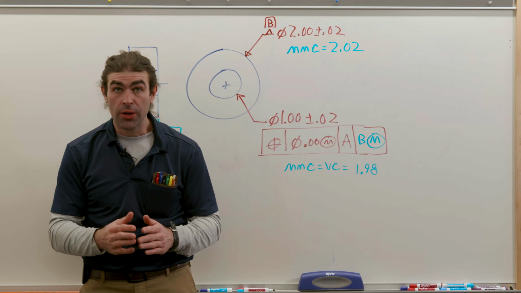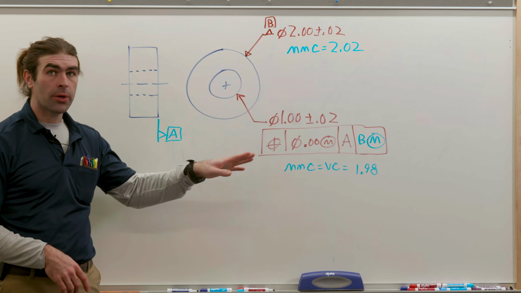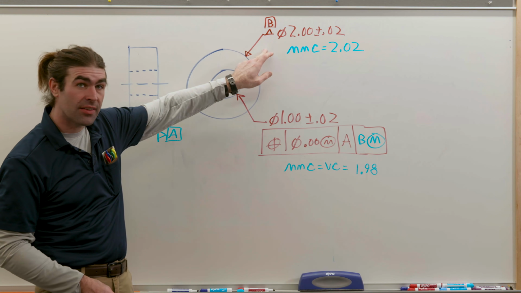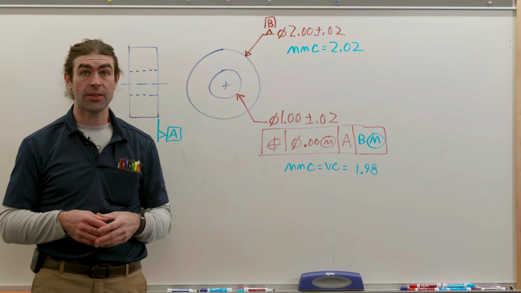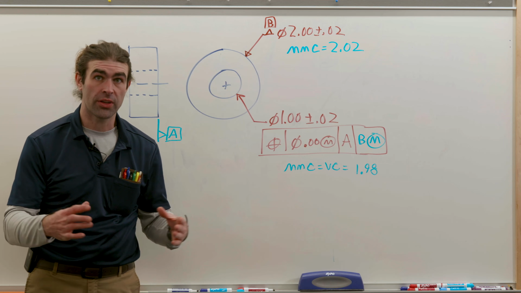So I've got a drawing on the board here. We've got a donut shape with 2 dimensions applied to it. The outside diameter is identified as a datum with a size tolerance 2 inches plus or minus 20 thousandths. The MMC of that feature is 2.02, the largest it can be.